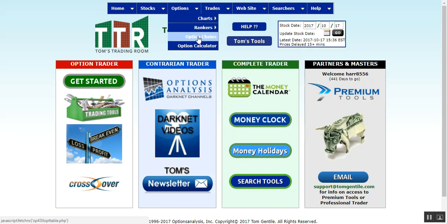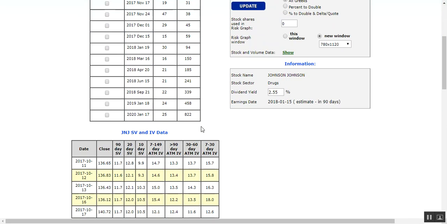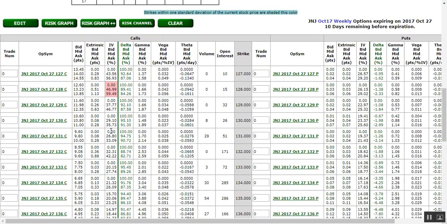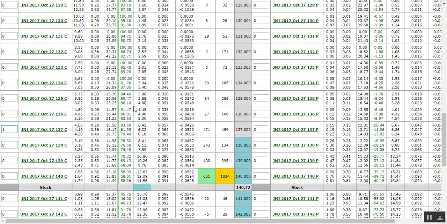So if we go to options, option chains, I'm going to leave it on Johnson & Johnson, but set the expiration date out one more week than the October 20th, which only has 3 days to expiration. We're going to do it for 10 days. We're going to click update. We're going to bring up the options table, and I'll just select the 137s as that corresponds to a 75 to 80 delta. So I click in one for the trade number column, left click on risk graph, and I want to tighten up the risk graph.